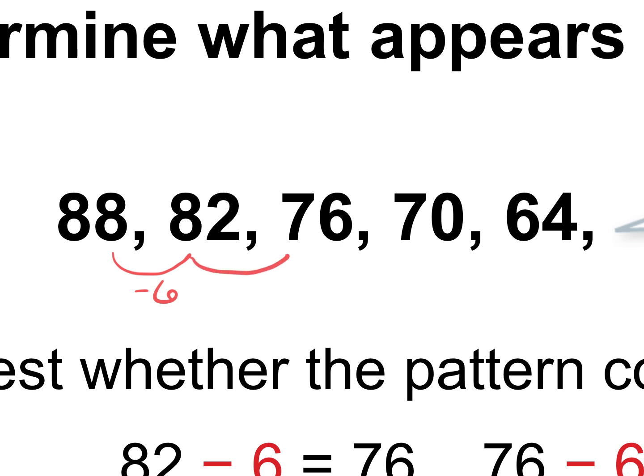So how do we get from 82 to 76? Subtract 6. 76 to 70? Subtract 6. Can I assume this one? Nope, don't assume. I'll tell you why later. And it is subtracting by 6. So what would our rule be? What was our pattern? Subtracting by 6 each time.